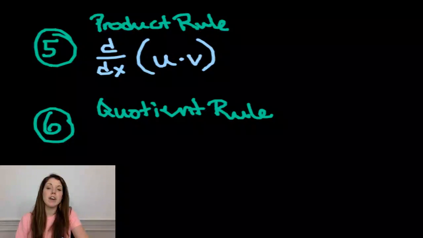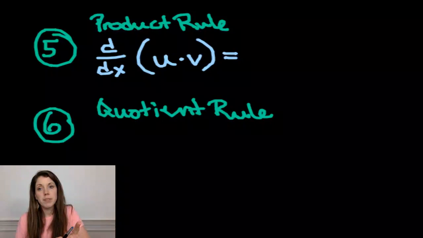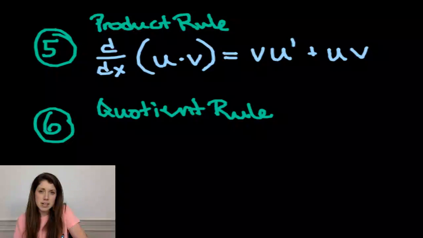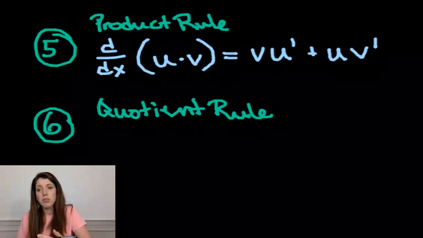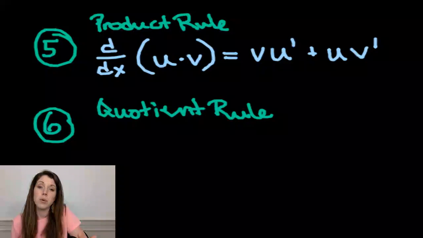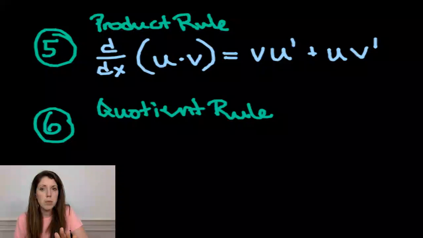So if I'm taking the derivative of u times v, I can find the answer as long as I follow this pattern. And the pattern is this: v times u prime plus u times v prime. u and v are going to be whatever the original functions or expressions are, and u prime and v prime are going to be the derivatives of each of those separately. Now, if that looks a little bit suspicious, just hold on a moment and we'll look at an example.